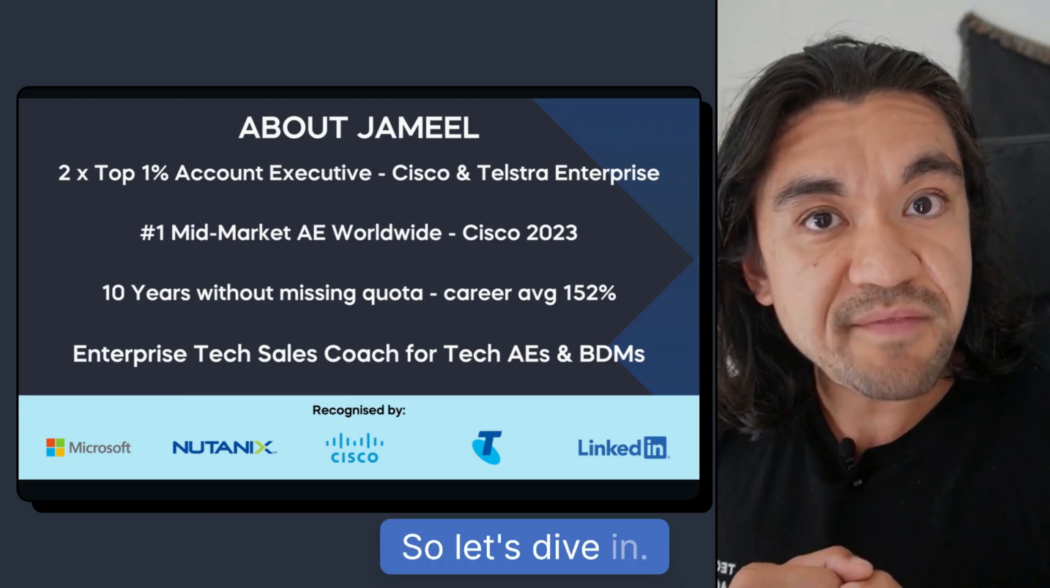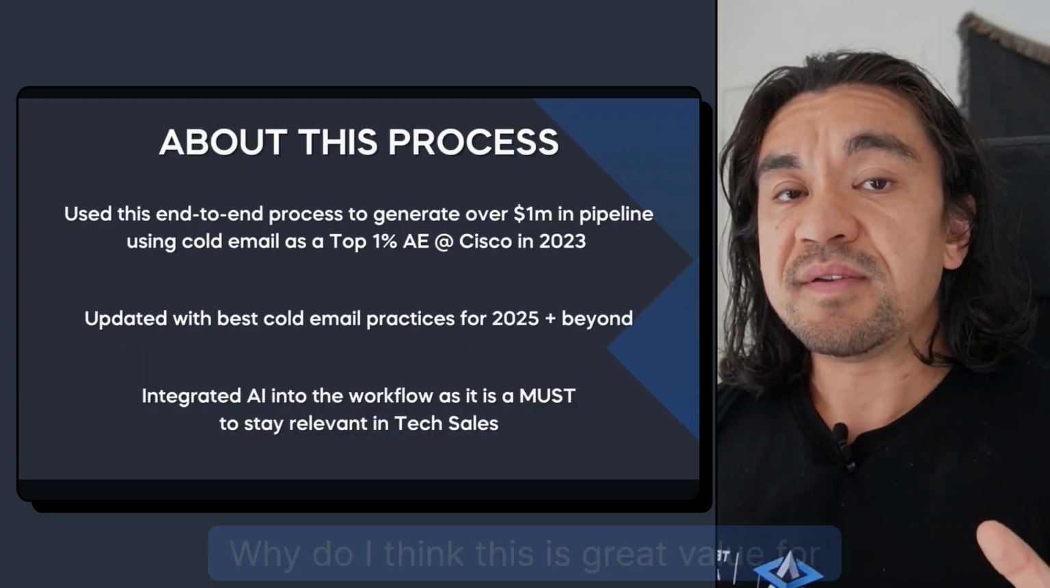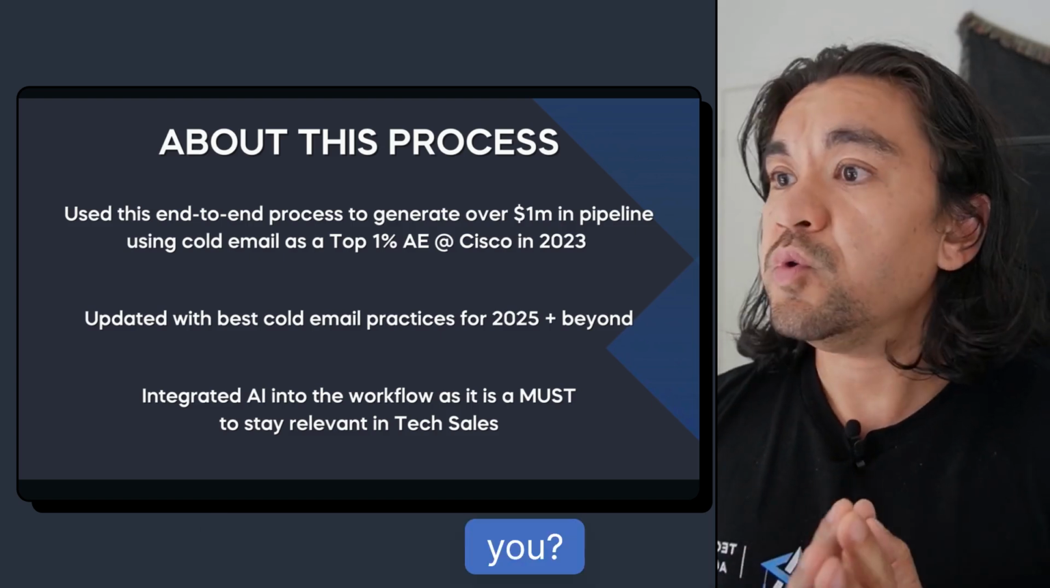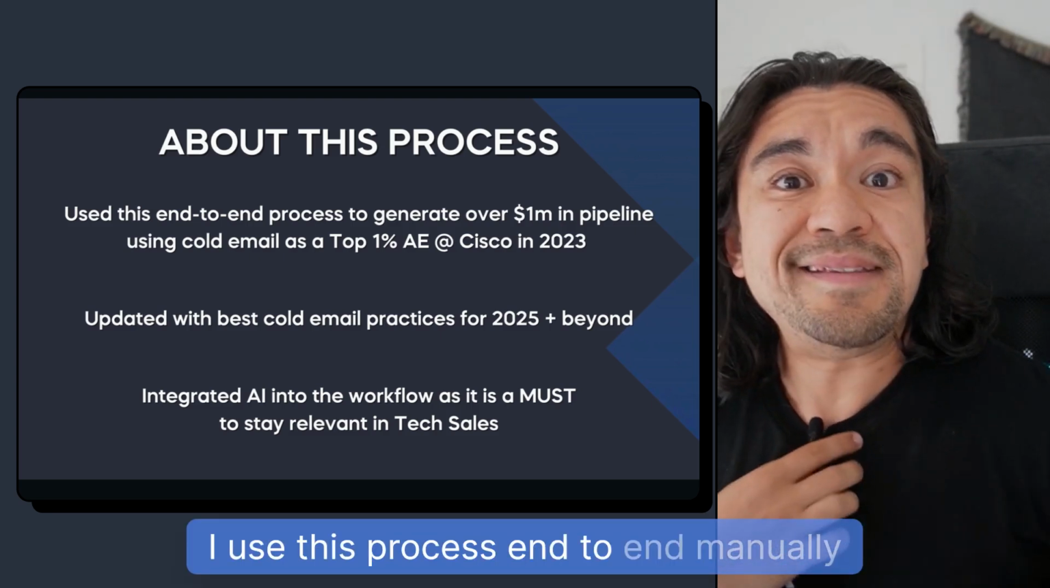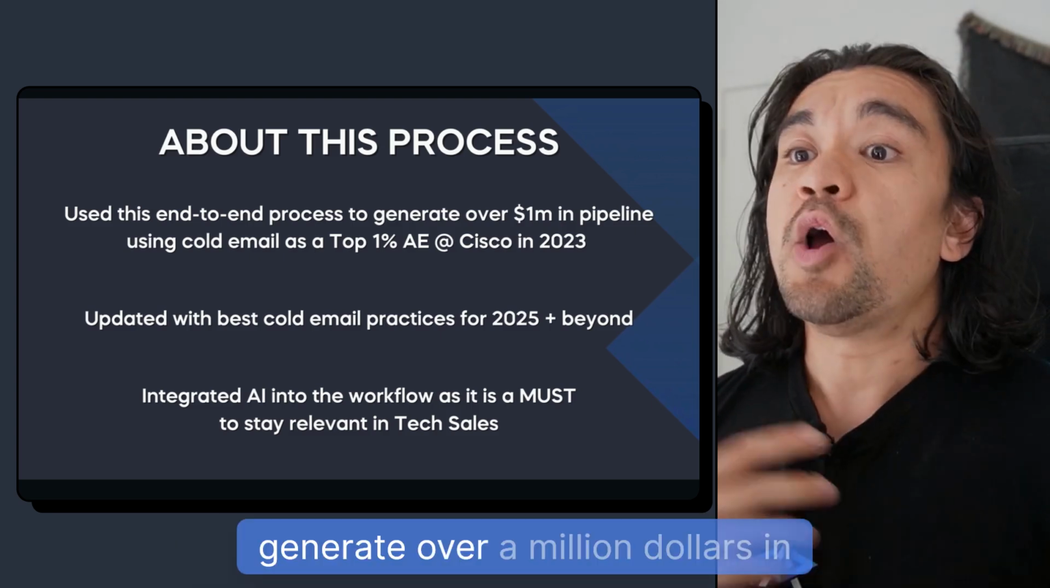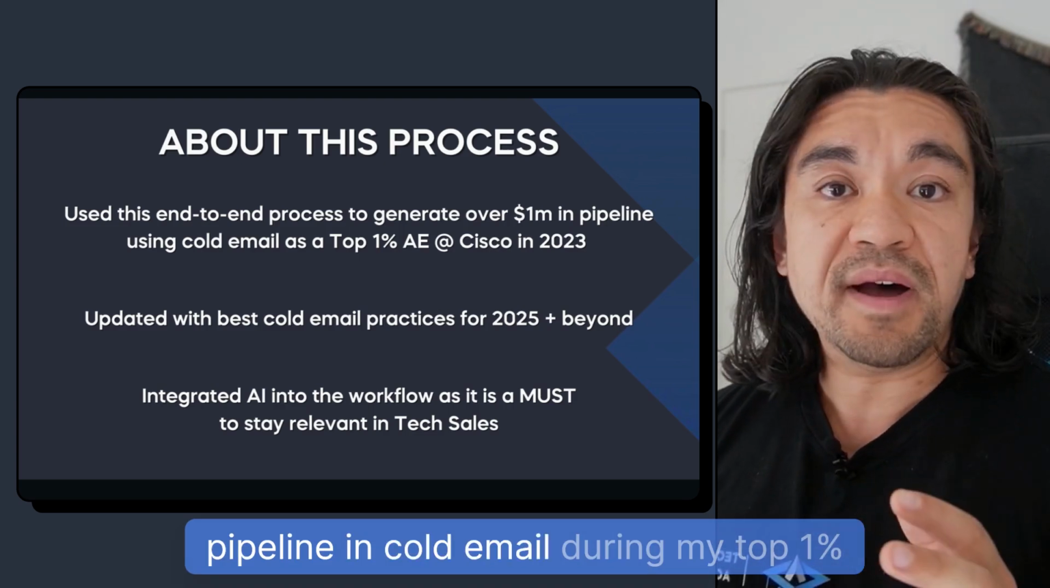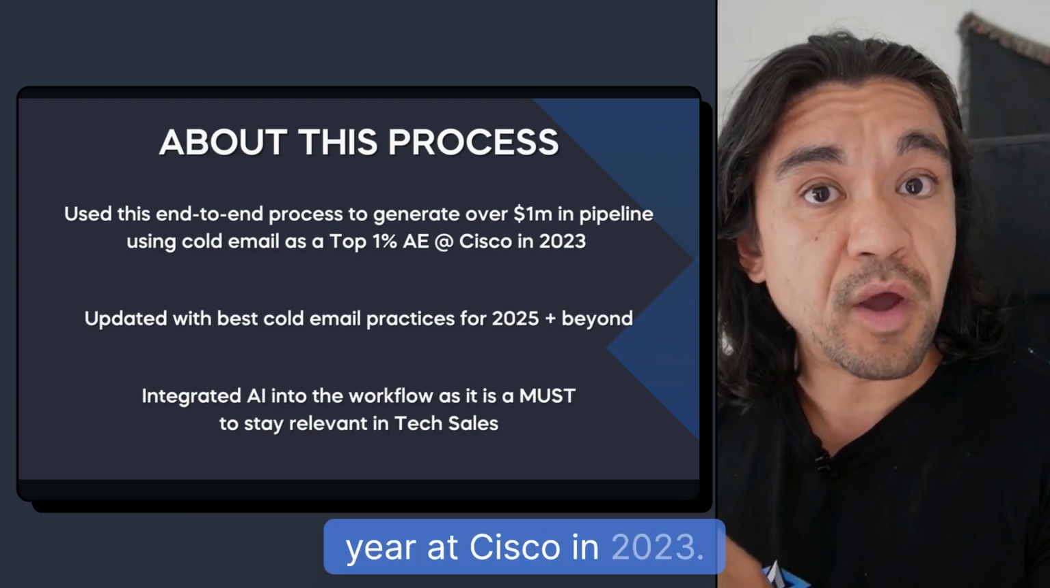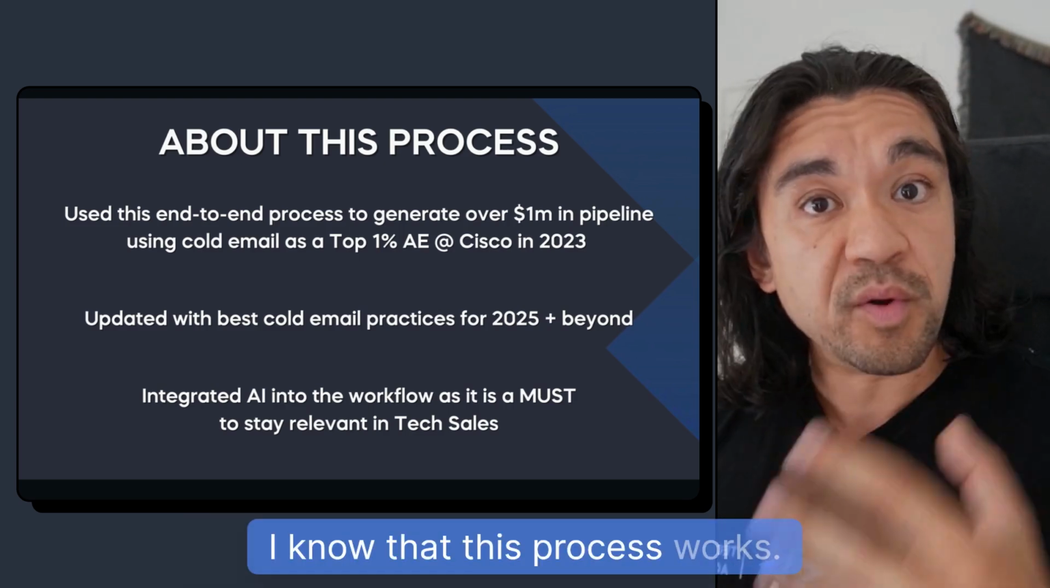So let's dive in. So a little bit about this process. Why do I think this is great value for you? I use this process end-to-end manually to generate over $1 million in pipeline and cold email during my top 1% year at Cisco in 2023. Okay, I know that this process works.